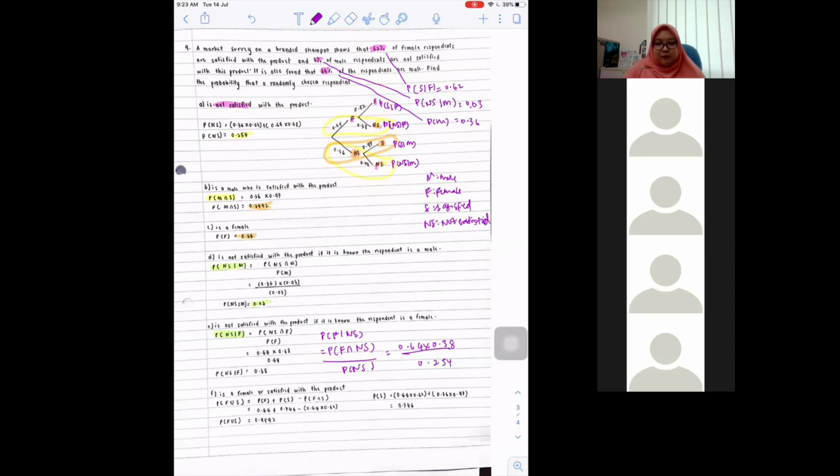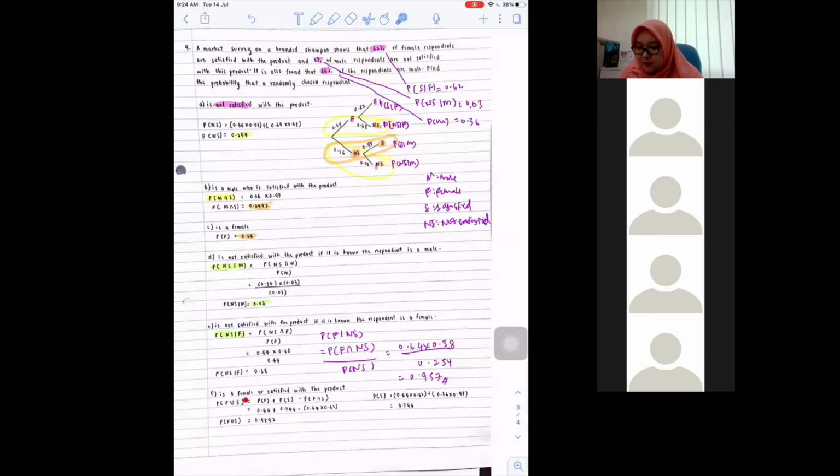Okay, I hope you can follow the way to calculate this. So let's use the calculator. The answer is 0.957. Right. So let's see the last one here.